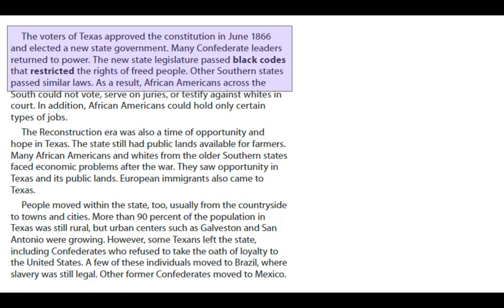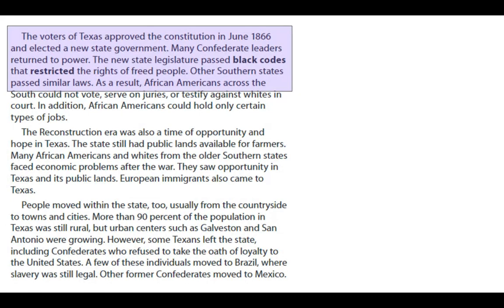The Reconstruction era was also a time of opportunity and hope in Texas. The state still had public lands available for farmers. Many African Americans and whites from older states, seeking a new start after the war, saw opportunity in Texas and its public lands. European immigrants also came to Texas. People moved within the state too, usually from the countryside to towns and cities.